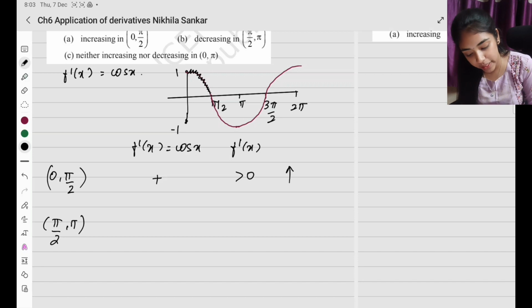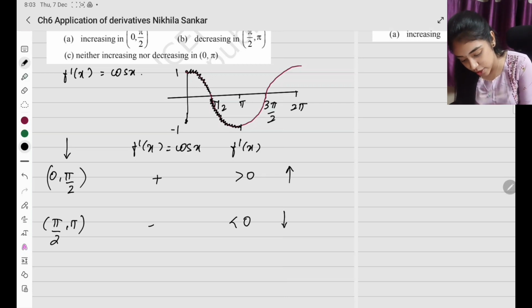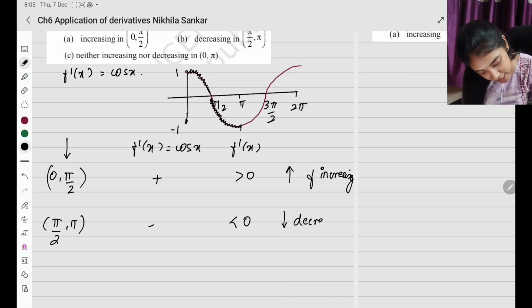Ipo pi by 2 to pi eppadi irukku? I see that all the values are in the bottom half. So ella value me negative until pi. So it is going to be negative, less than 0, which means it is decreasing. So subsection A, from 0 to pi by 2, f is increasing. And from pi by 2 to pi, it is decreasing.